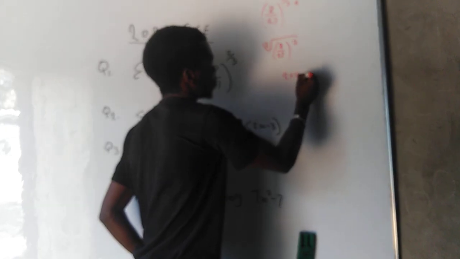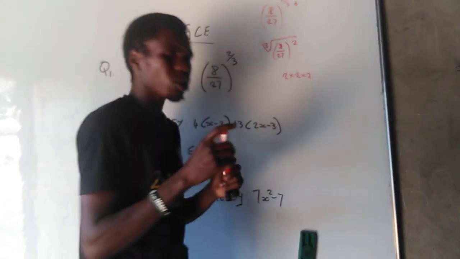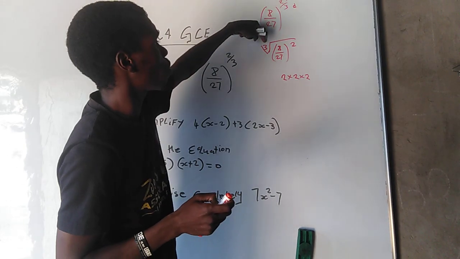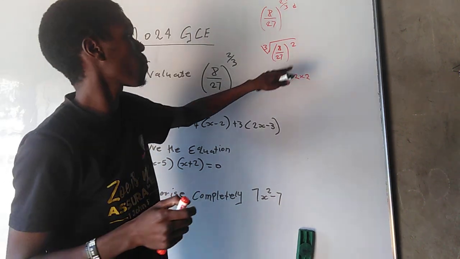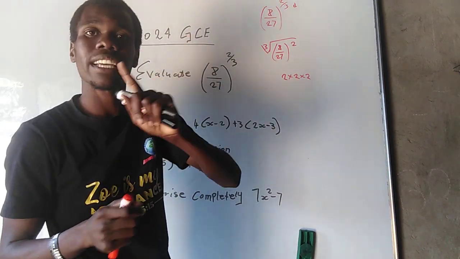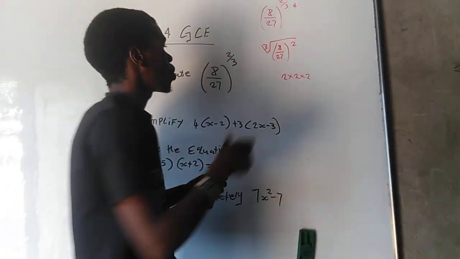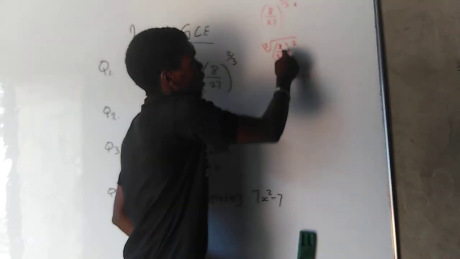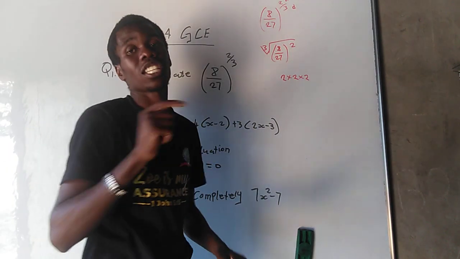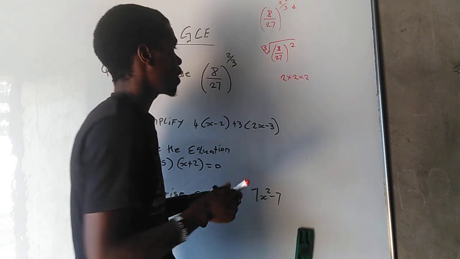2 times 2 times 2. Please, you multiply that number 3 times because there's a 3 here. If I was having a 4, I would have multiplied that number by itself 4 times. So 2 times 2, it's a 4. 4 times 2, it's 8. So the number that I'm supposed to put here is a 2.